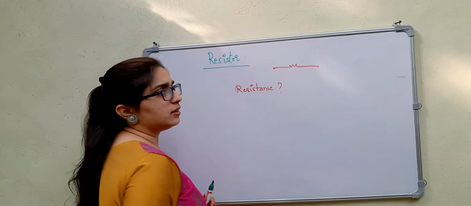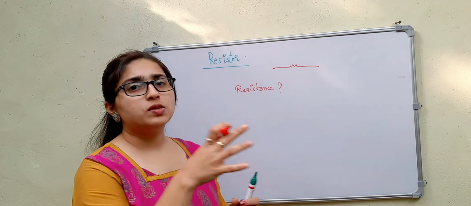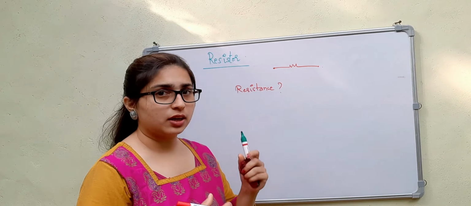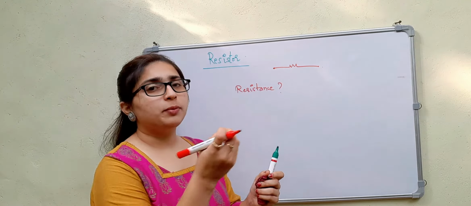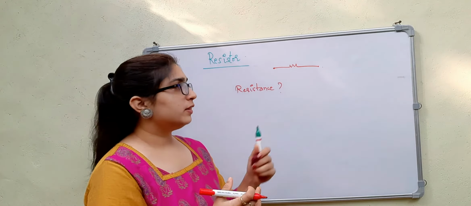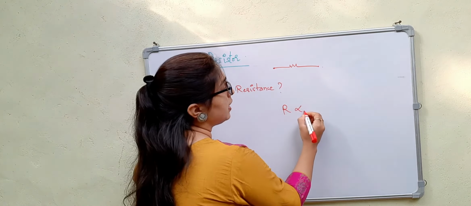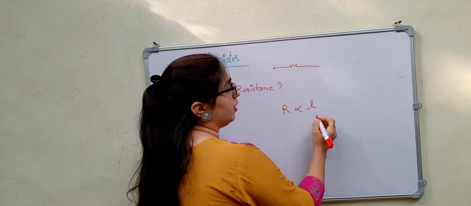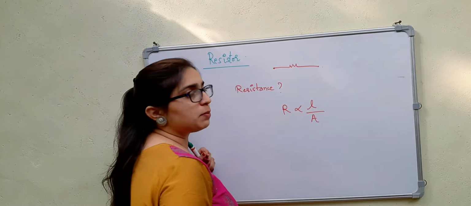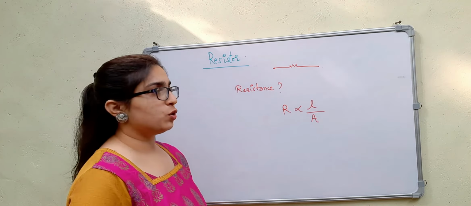So, a conductor has a property of opposing the current flow, right? The current which is flowing through it. So, it will be opposing the current flow. That is nothing but our resistance. So, resistance is directly proportional to the length of the conductor and inversely proportional to the area of cross section of the conductor.